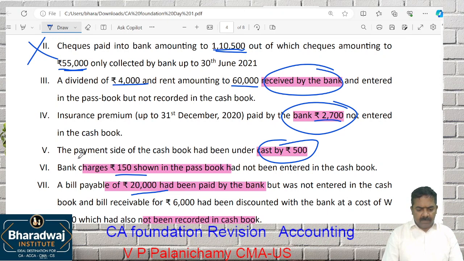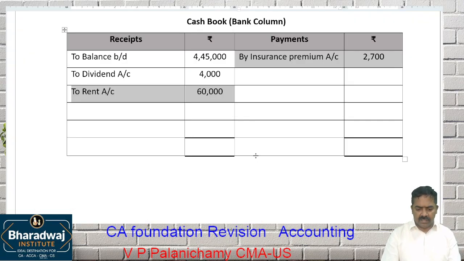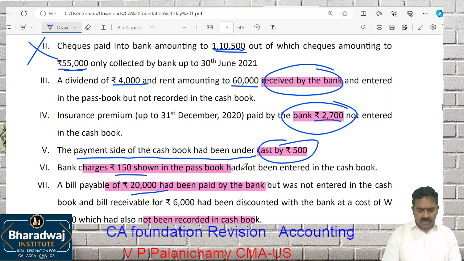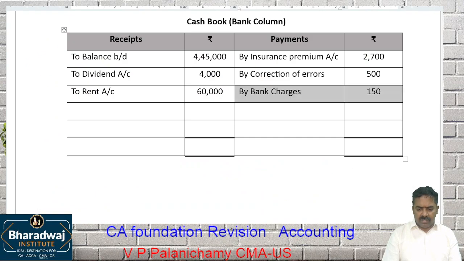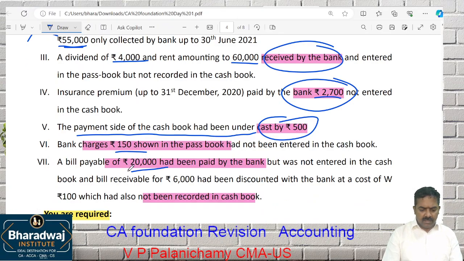Then the payment side is over cost or under cost? Under cost, we have put less. So let us record it on the credit side, by correction of error, that 500 rupees. Then bank charges you have to record. Then bills payable has been paid during the year.